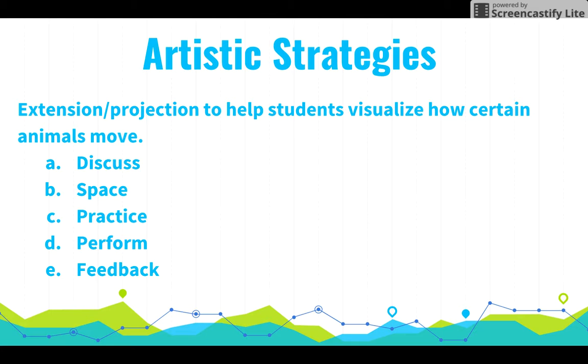The teacher used a few artistic strategies, including extension projection, which was to help students visualize how certain animals move. In small groups, students were given time and personal space to discuss and practice what movements their given animal might make. This contributed to students' learning and the visualization of their thinking. They had to make reasonable choices in how their specific animal would move, and they had to agree upon the movements as a group.